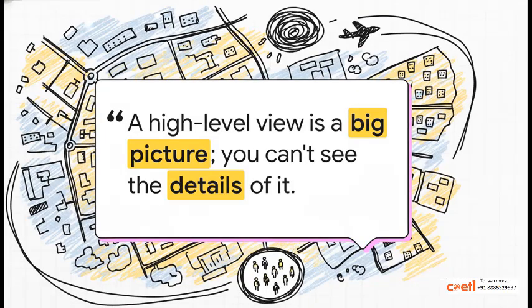Right, so stick with me on this flying analogy. Imagine you're hovering 500 feet over your own town. You can't make out individual people walking on the sidewalk, right? But what you can see is the whole neighborhood, the main roads, how all the different parts of town connect. That is a high-level view. It's all about context, the big picture.